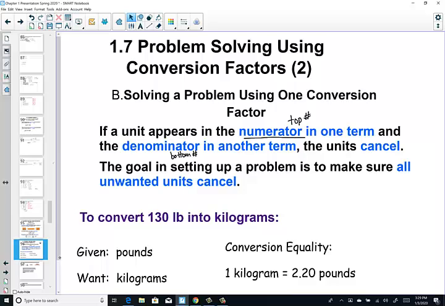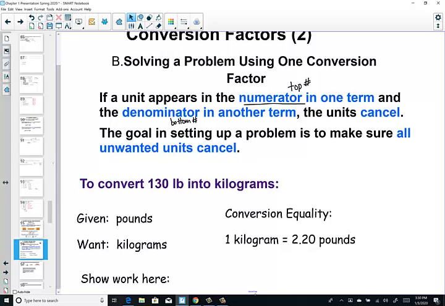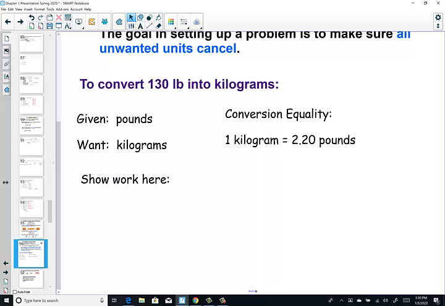So, for example, let's say we want to convert 130 pounds into kilograms. That's our problem, is to convert pounds to kilograms. And remember, I don't have to memorize these conversions. I provided you a chart earlier in your note pack that gave you a whole bunch of English to metric conversions. And so this is the conversion equality, and we just saw it on the previous slide, but I know that 1 kilogram is equal to the same thing as saying 2.20 pounds.